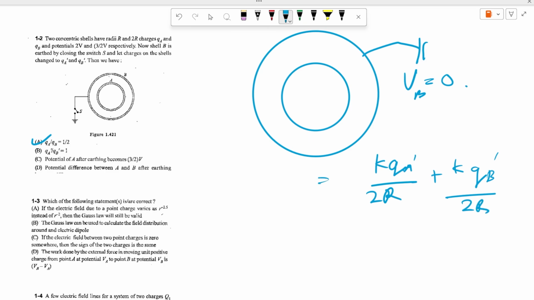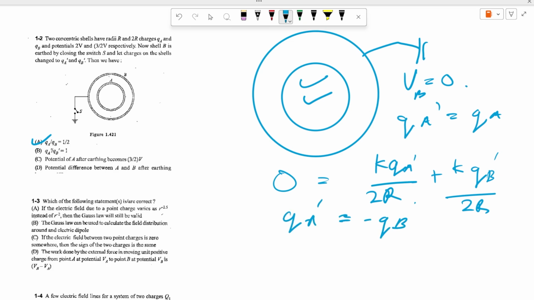Now this has to be equal to 0, and we already know that QA prime is equal to QA because it is not being earthened. So this is not going to change. The charge on this one is not going to change, right? So what essentially happens is QA prime is equal to negative of QB prime. So this is incorrect, but had it been the modulus of both of them, it would have been correct.